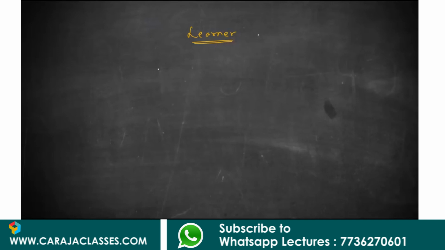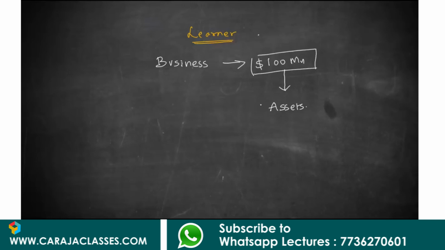Let's say you want to start a business. And the cost of business, let's say it's going to cost $100 million. So you want to start a business and the cost of business is $100 million, and what you will do with this $100 million? You will purchase assets. So you will raise money of $100 million and you will use the money for purchasing the assets.